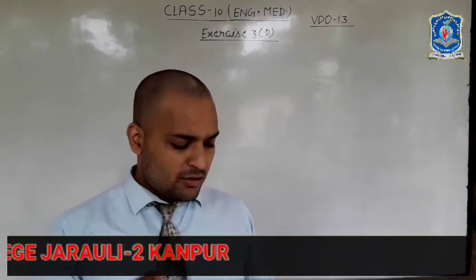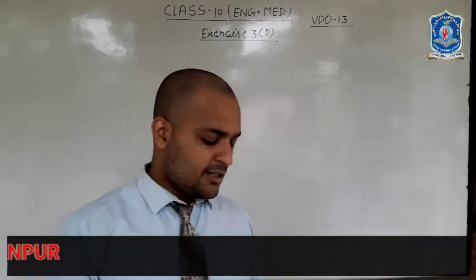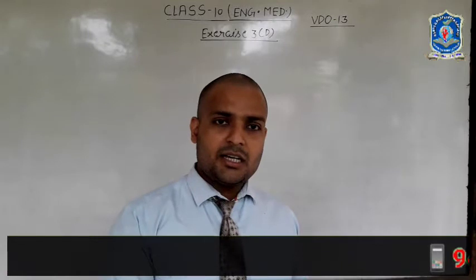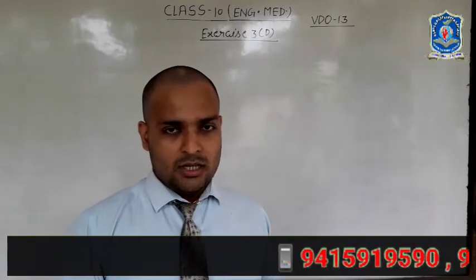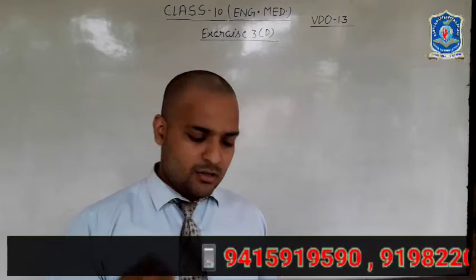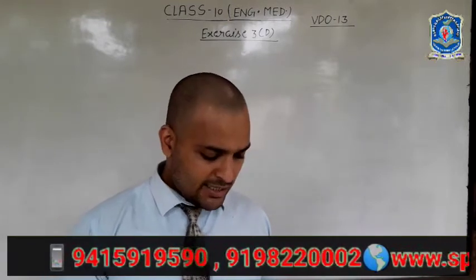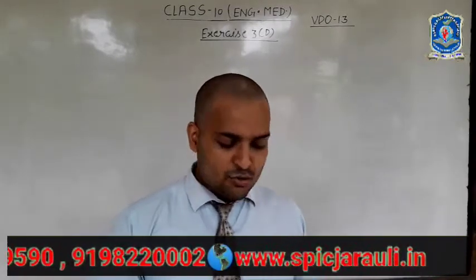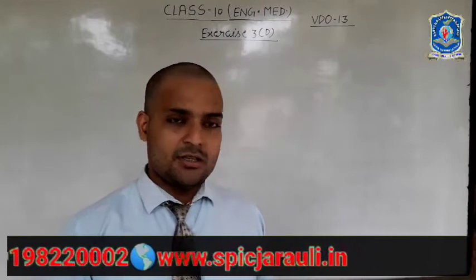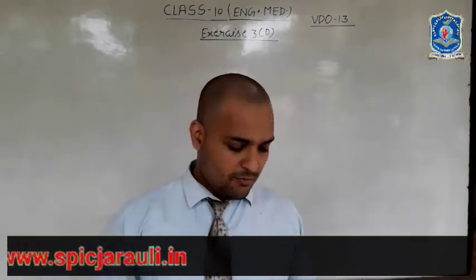This question has three parts. Simply compare a1 by a2, b1 by b2, c1 by c2. If you compare, you will get the result: the lines are intersecting, parallel, or coincident. Okay, so there is no need to work out this question. It is a very easy question, only comparing and knowing. I have told you before.